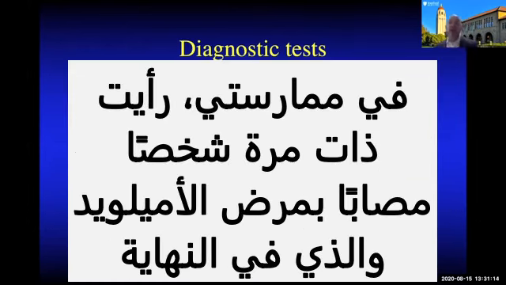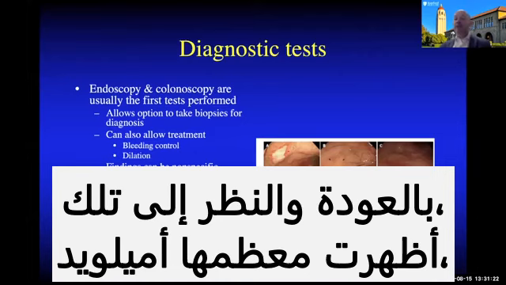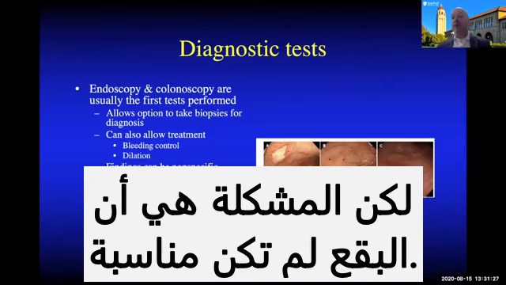In my practice, I once saw someone with amyloid that we eventually diagnosed, but she had 72 biopsies at outside institutions before. And going back and looking at those, most of them showed amyloid, but the issue is that the stains weren't appropriate.